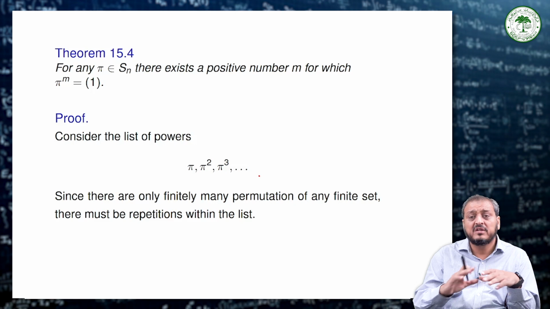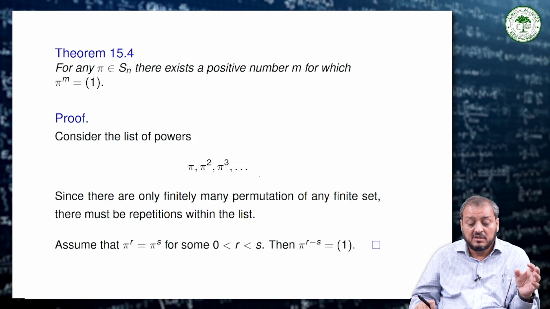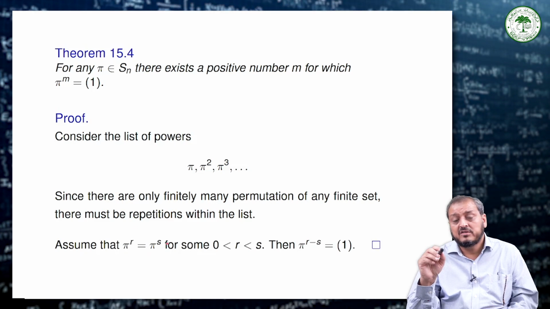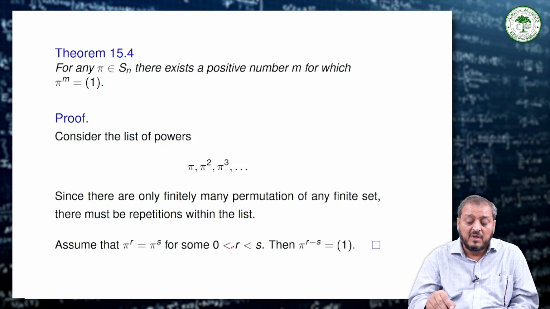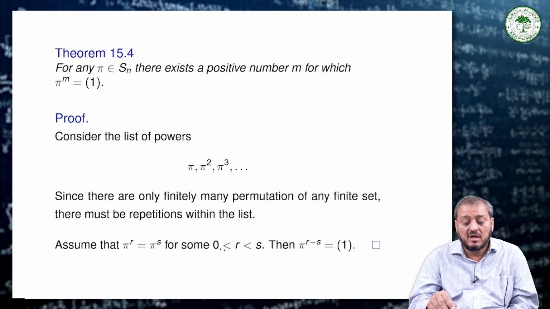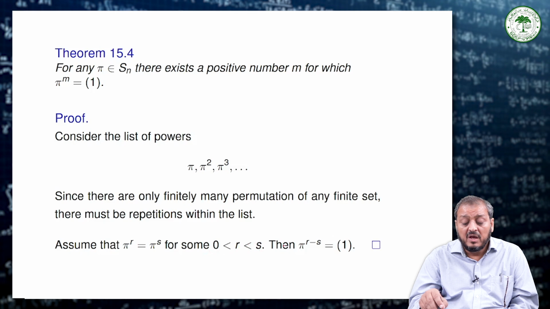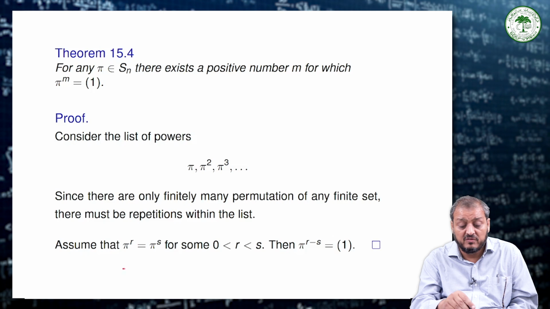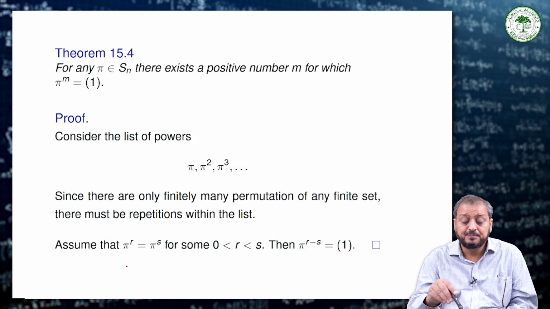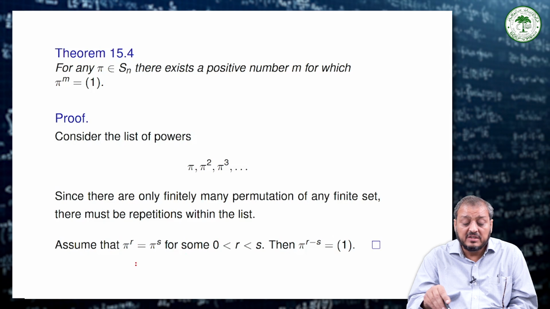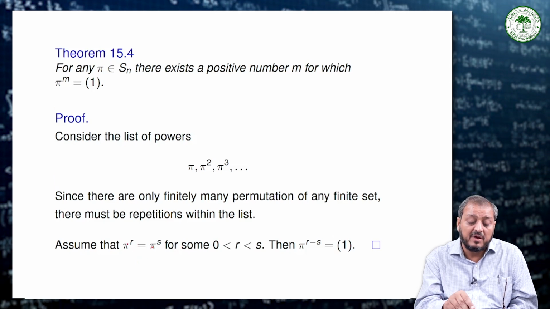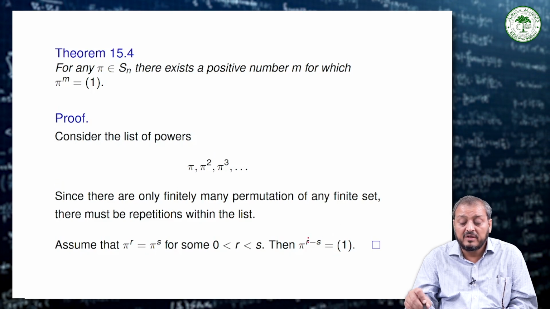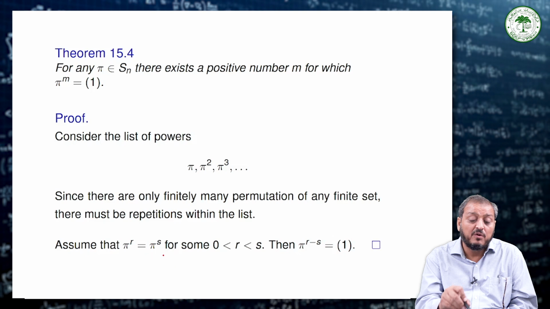If a repetition starts within the list, we can suppose that π to the power r is equal to π to the power s for some r less than s. Clearly, the inverse of a permutation exists. So we can say that π to the power r minus s is giving the identity element.